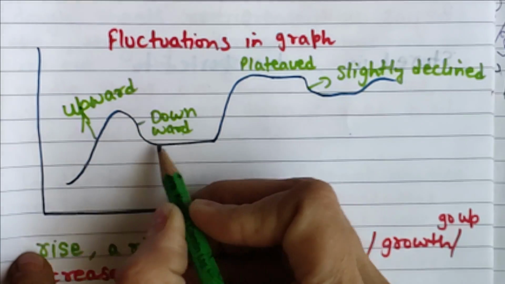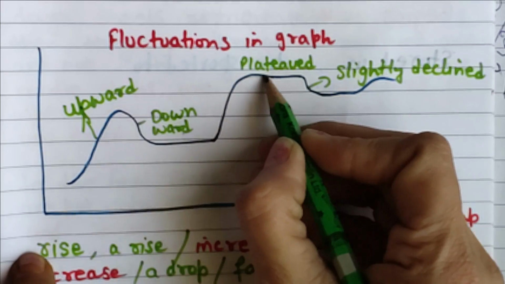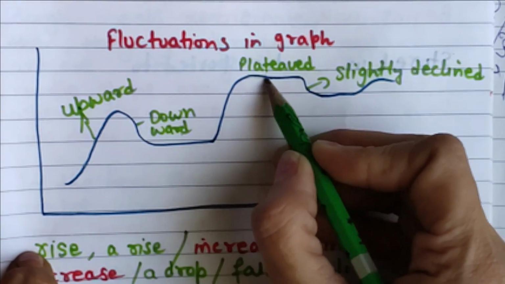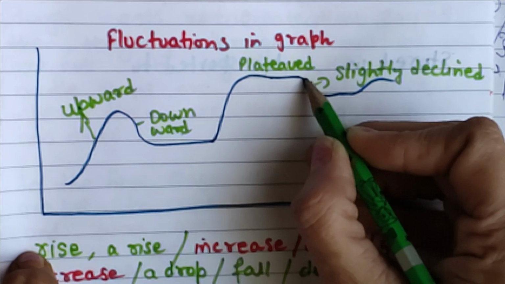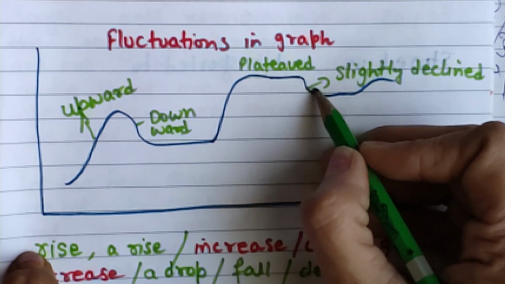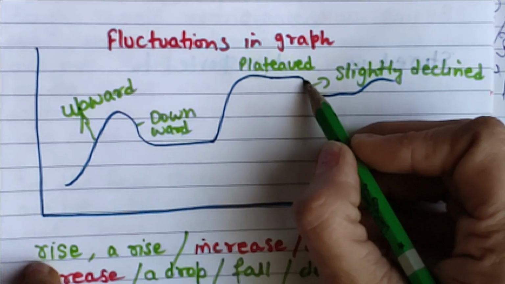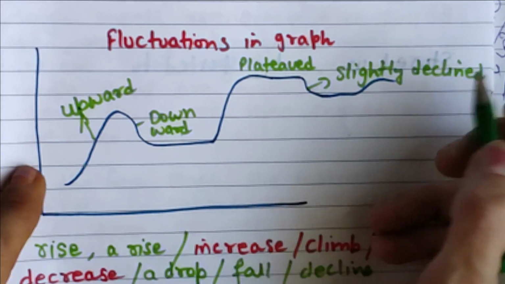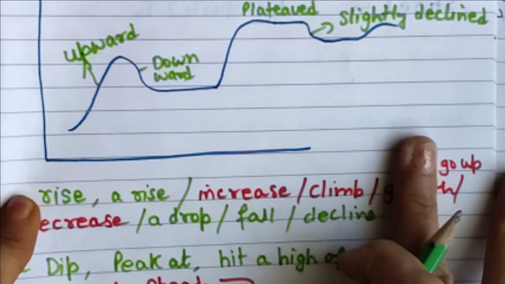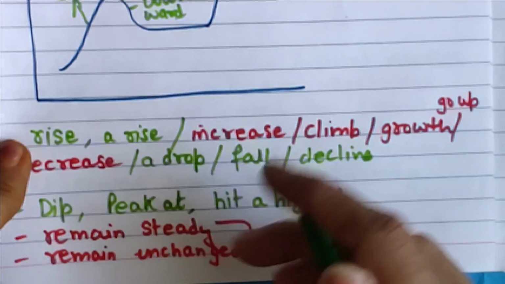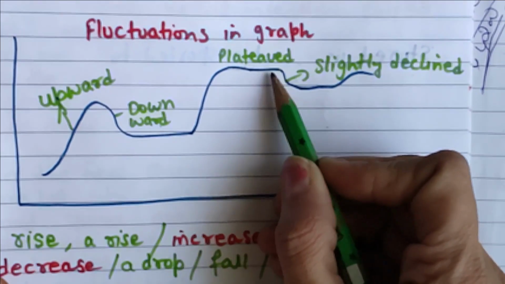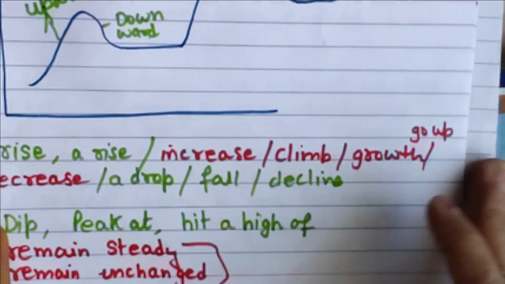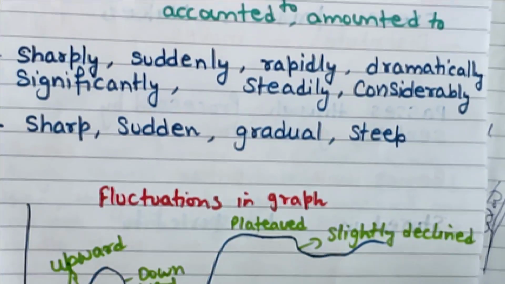When there is a situation like that, you can use the word plateaued, which means it is stable over here. When from here it is going down but very little, at a slower speed, then you can say slightly declined. And another word I will show is remain steady. For this you can use remain steady or remain unchanged. So use these words in your graph.